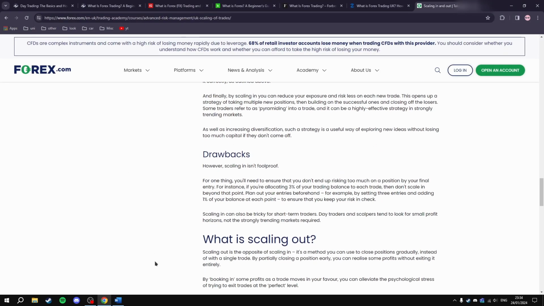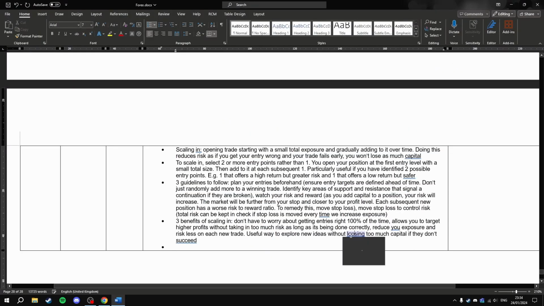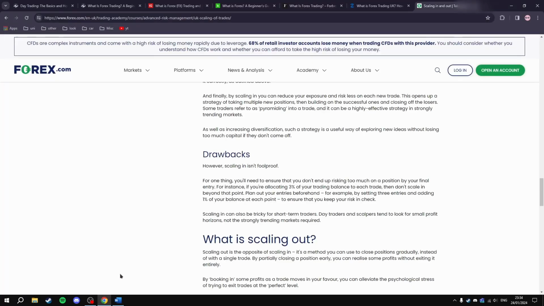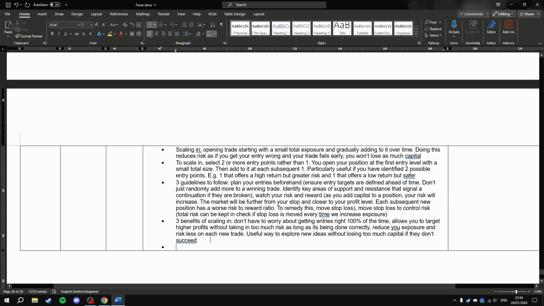Drawbacks. However, scaling in isn't foolproof. For one thing, you will need to ensure that you don't end up risking too much on a position by your final entry.